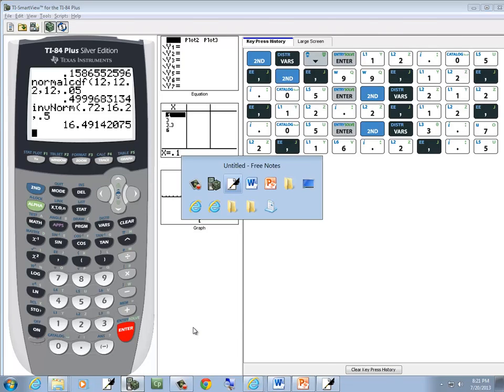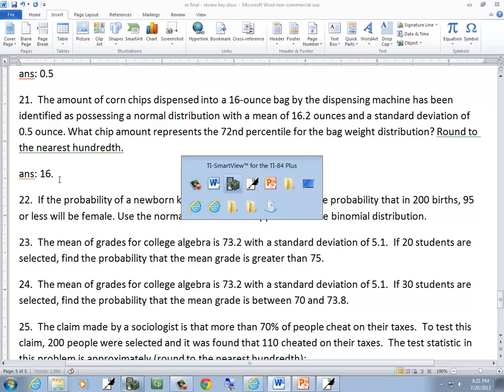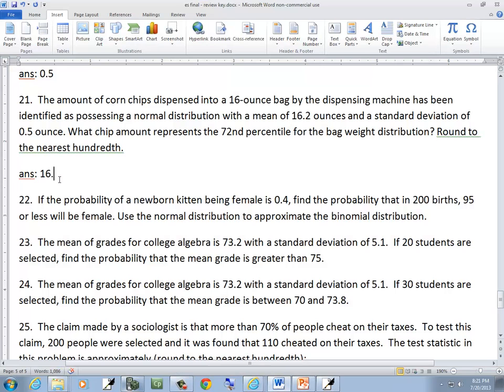I take it 2 decimal places. I don't know what this is looking for. Oh, there's hundredth. Yeah, I guess it is. 16 point whatever I said. No memory. 49.